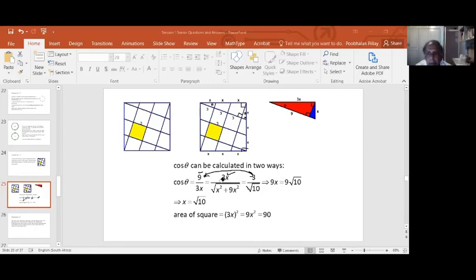So when you cross multiply, you have 9x equals 9 root 10. The 9's cancel, so x equals the square root of 10. And remember, we were trying to calculate 9x squared. So if x is the square root of 10, then 9x squared is 9 times 10, which is 90. And that is the area we're looking for, the area of the square.